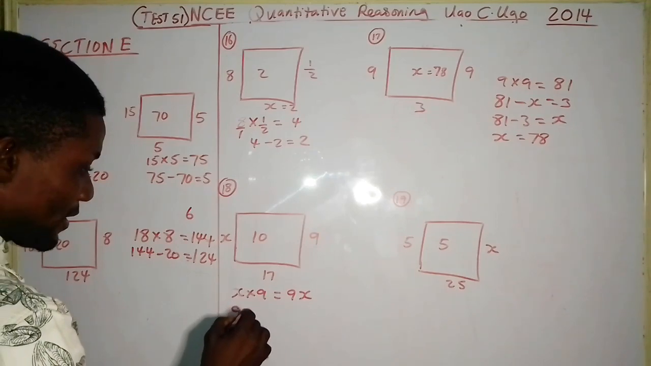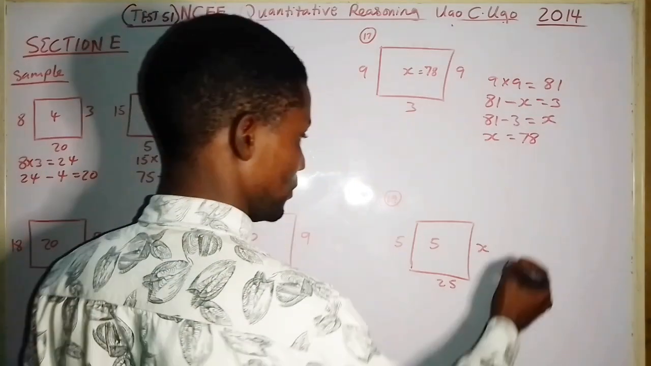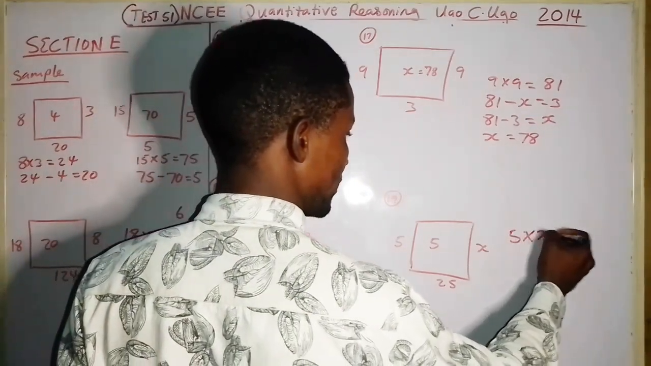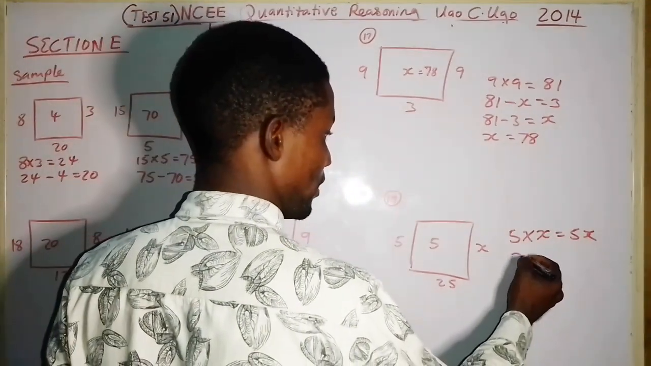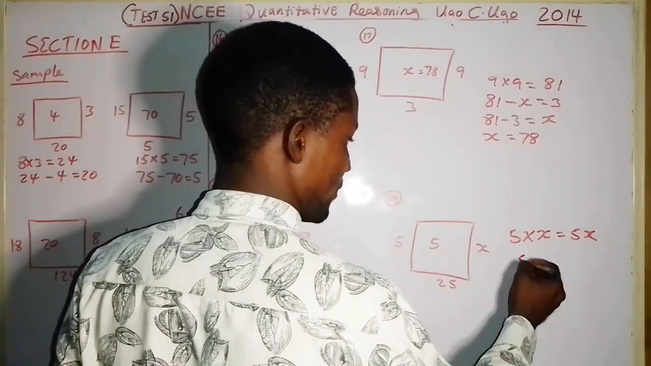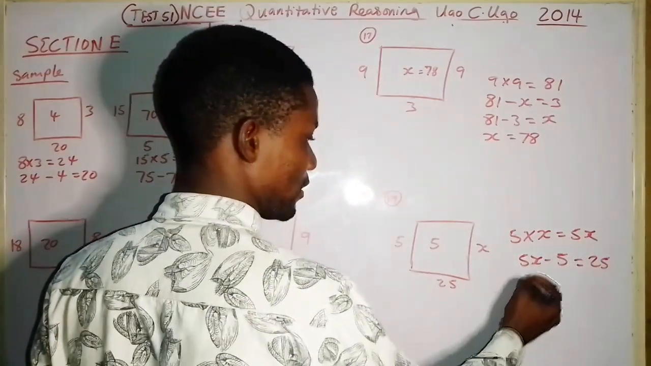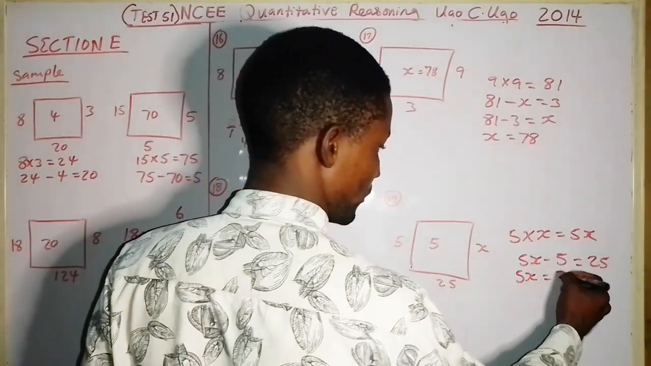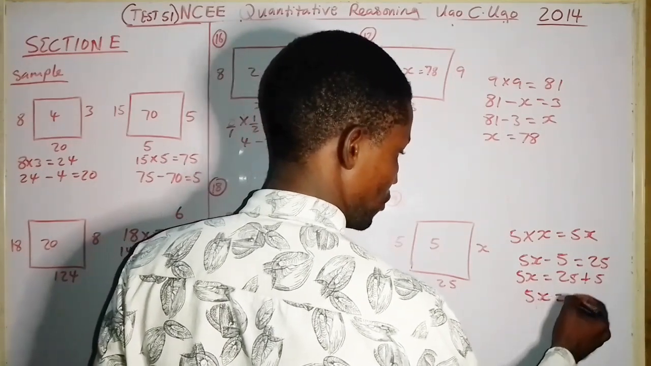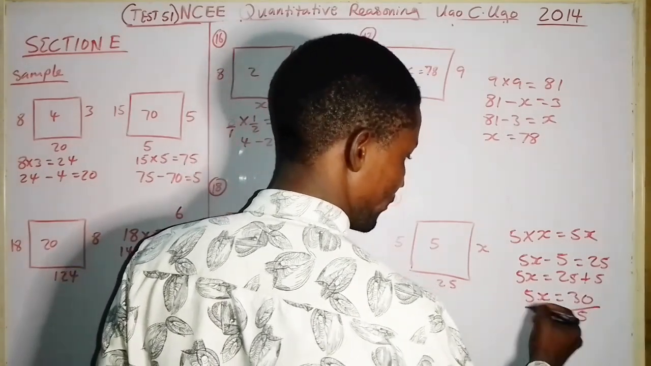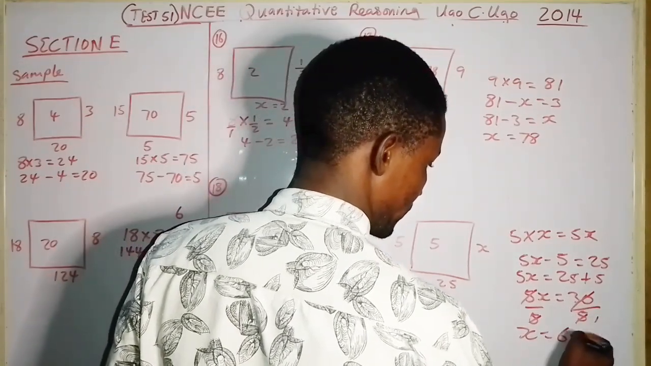The next one, we have x times 9 equals to 9x. So we say 9x minus 10 equals to 17. So now let's go for the next question. We have 5 times x, give us 5x. And we say 5x minus 5 will be equal to 25. What is x? So we say 5x equals to 25 plus 5. So 5x equals to 30. Divide both sides by 5. So x will be equal to 6.